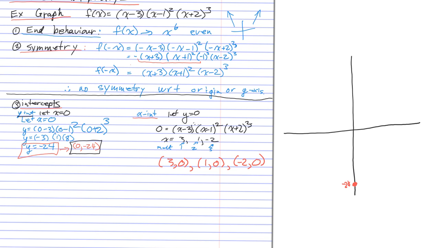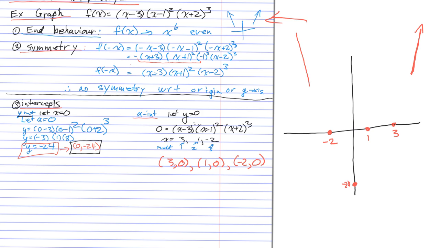So let's plot those points. Here's (3, 0), here's (1, 0), and over here is (-2, 0). So this is 3, this is 1, and this is -2. We've got all our points labeled. Now we know that the end behavior that we talked about for our original graph is going to look something like this. They're coming in hot from way far away into our graph.